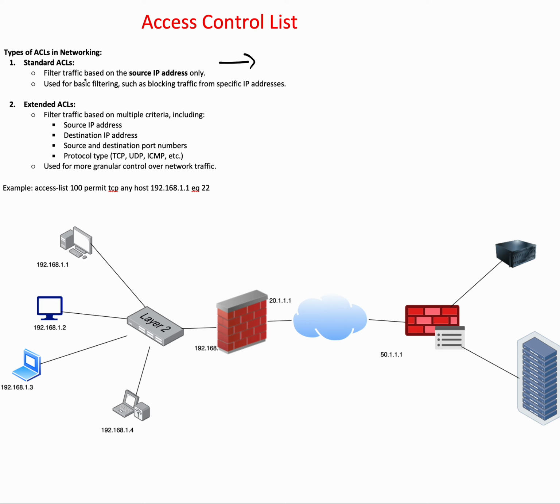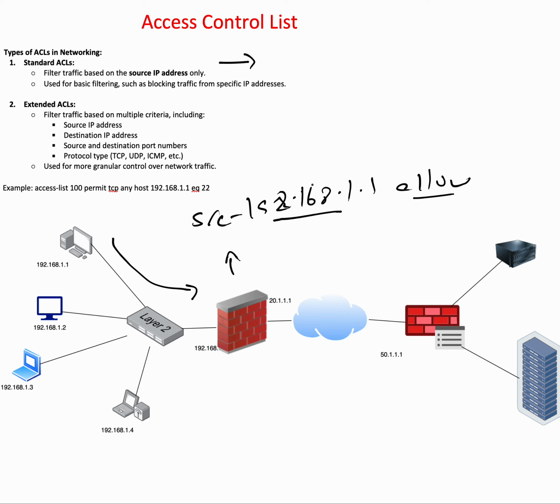Standard ACL basically filters traffic based on the source IP address only, right? So for example, if you're trying to access something here, it doesn't matter what the destination is. The ACL is applied that source 192.168.1.1 allow. It'll just let you access anything, right? Basically used for basic filtering such as blocking traffic from specific sites.